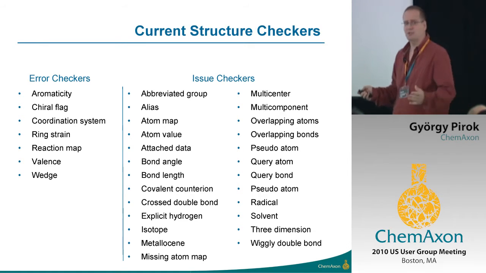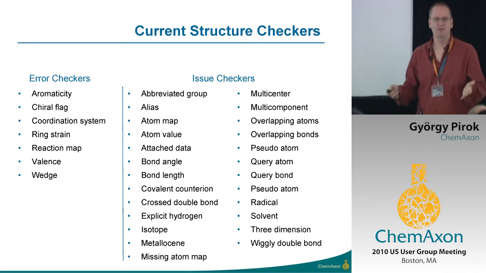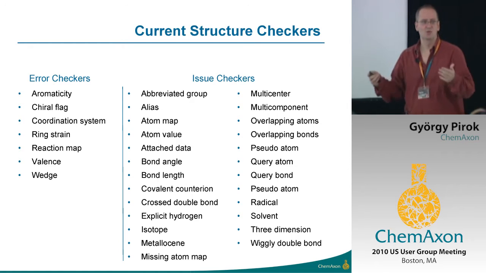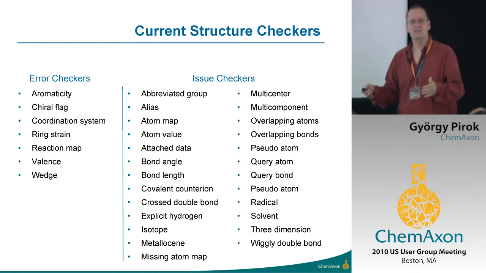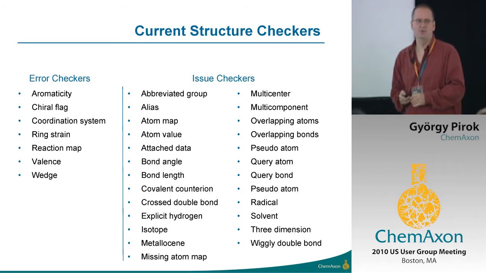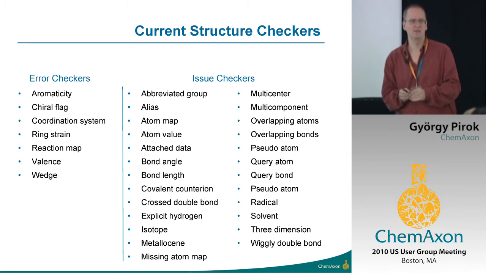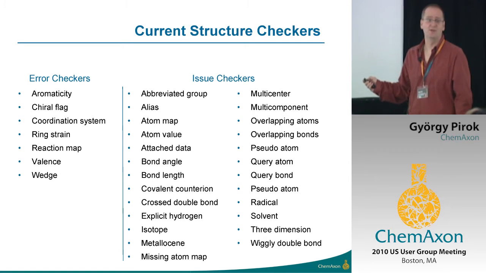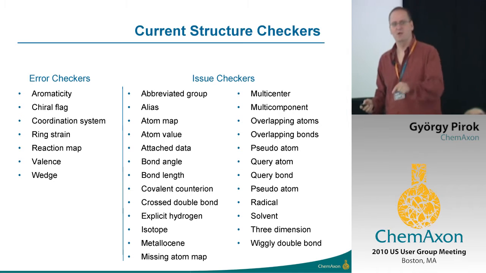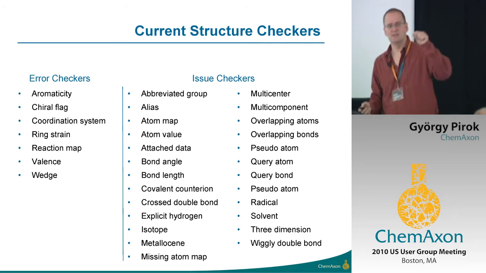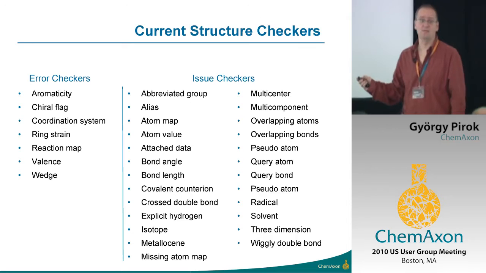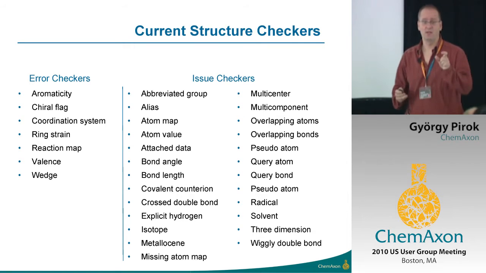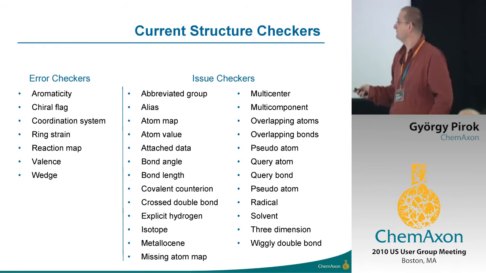But certainly the registrar and the user can specify what kind of checkers should run, because it depends on the applicability. For example, when you draw a query structure in a database, you do not want to warn the user that he had a query atom or a query bond. But if you have a molecule table in which the user inserts a new molecule and it contains query features, it should be warned that there is a query feature in your molecule. Do not insert it.